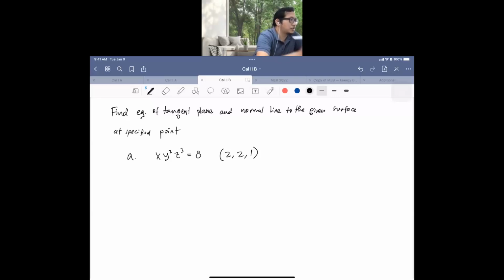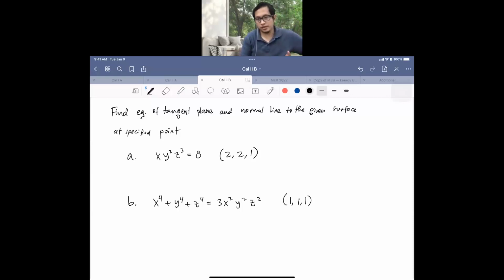The other one is a little bit complex. Let me just write it for exercise: x to the power of 4 plus y to the power of 4 plus z to the power of 4 equals 3x squared y squared z squared, at 1, 1, 1. Let me give you a couple of minutes to try by yourself, using the previous equations and method, and see how you get the answer.